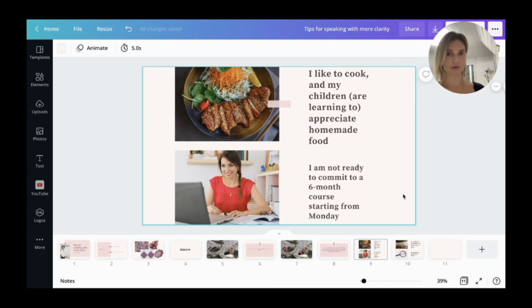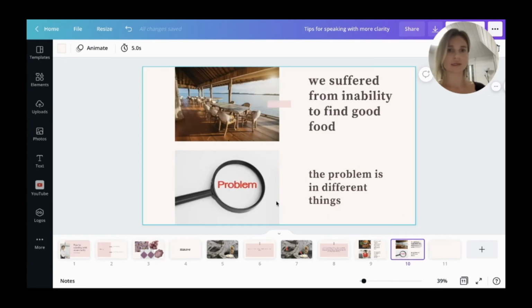We understand what a person is talking about. And you only need one sentence, and you only need to change verbs in the sentence. Very often it's enough to change a verb, and it all becomes a lot clearer, and people can see exactly what you want to show them. Let's take a look at more examples. A person was describing their vacation, and a person said, we suffered from inability to find good food.